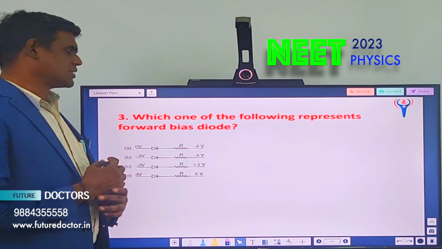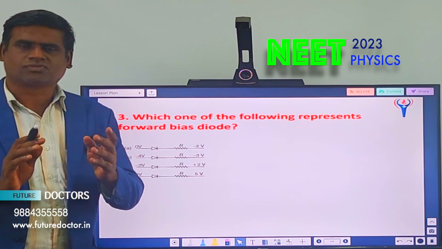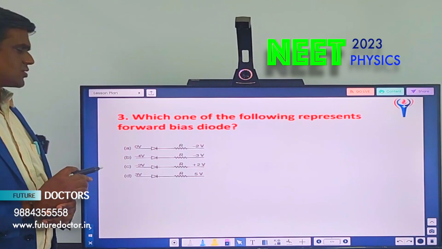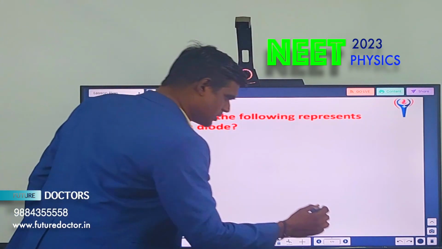Which one of the following represents a forward bias diode? You should know here what forward bias is. By knowing the concept, you will find which circuit is the correct answer among the options A, B, C, D. Let's move to question number 4.